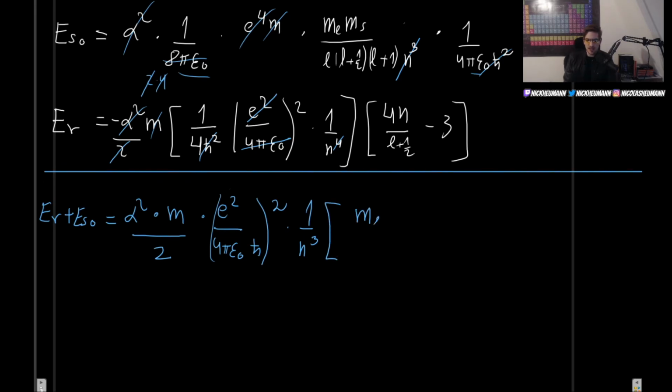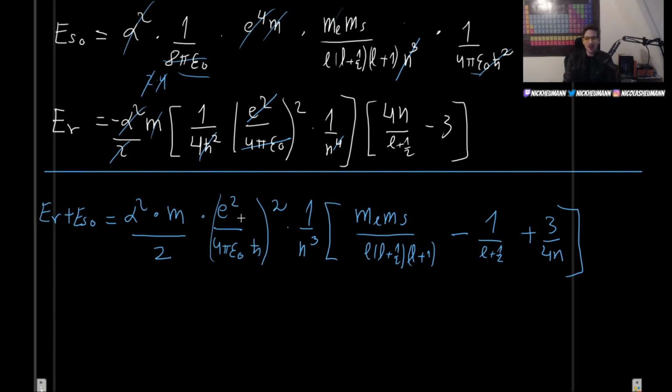So what we are left with is ml ms from here divided by L over L plus 1/2, L plus 1. And then we still have this part multiplied by what survived, which is this 1 over 4 and 1 over n. So we get, well, there's this minus sign here, so be careful. Minus, we get minus this divided by 1 over 4n, so 1 over L plus 1/2, and then minus minus, so plus 3 divided by 4n. Okay, we're making progress. But what is this beast right here?